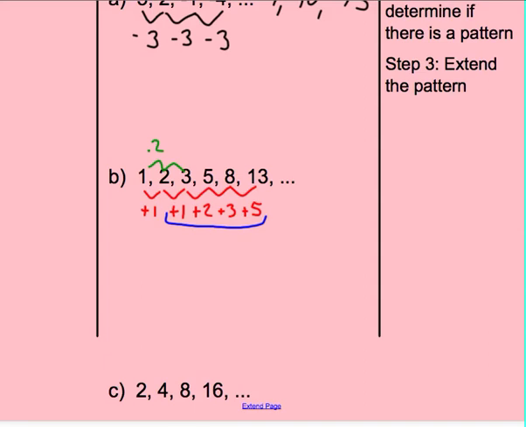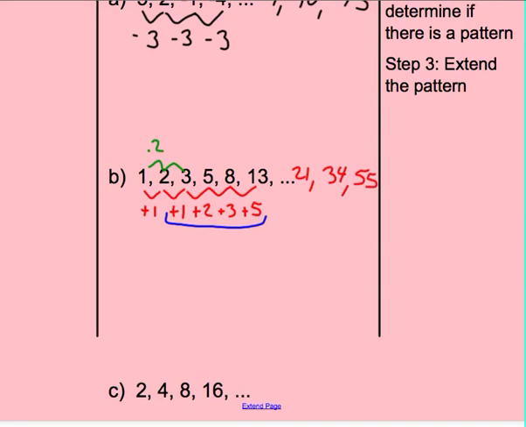So I'm going to go ahead and extend the pattern by doing 13 plus 8, which gives me 21. And then I'm going to add the previous term, which is now 13. So I've got 13 plus 21 gives me 34. And 21 plus 34 gives me 55.